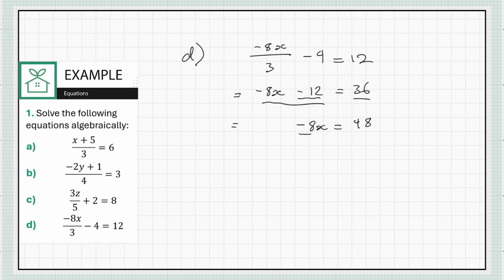All we need to do now is divide by this coefficient. So if I divide negative 8x by negative 8, I just end up with x. And if I divide 48 by negative 8, it's a positive divided by a negative, so we know it's going to be negative. And 48 divided by 8 is just 6.